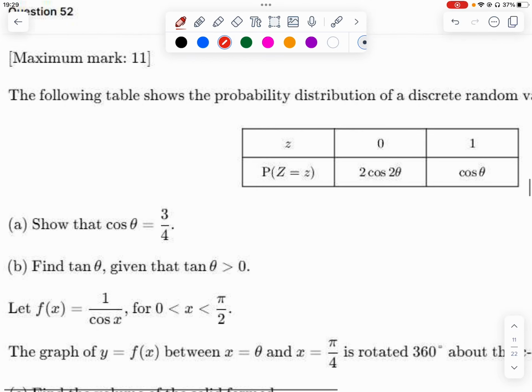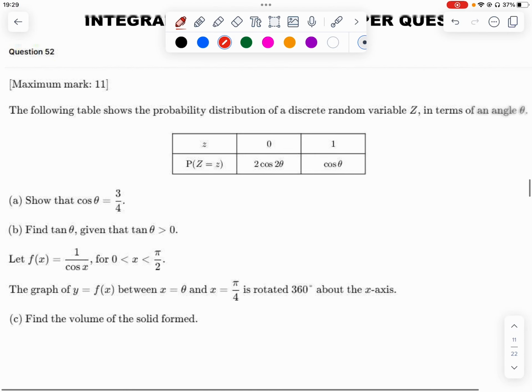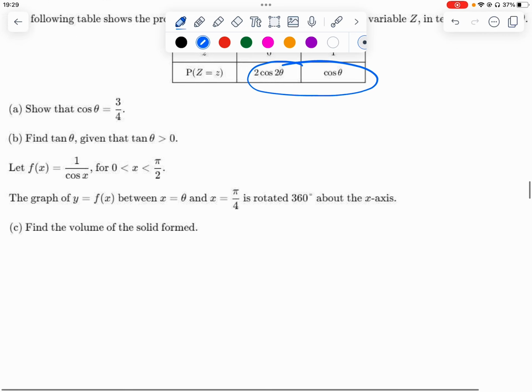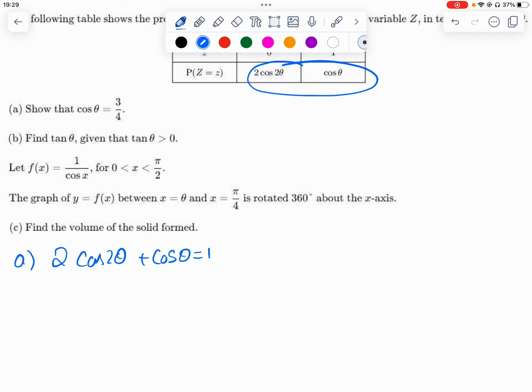Now next, question number 52. Show that cos theta is 3 upon 4. So we know that the sum of all probabilities is 1. That is a basic thing. So 2 cos 2 theta plus cos theta equals to 1. Cos 2 theta from the formula booklet is 2 cos square theta minus 1, plus cos theta equals to 1.